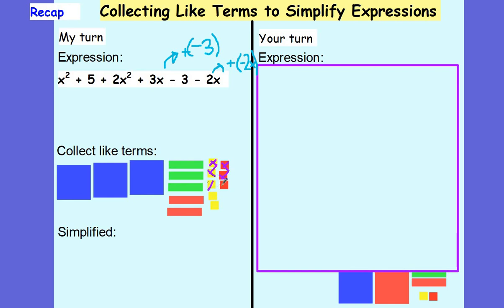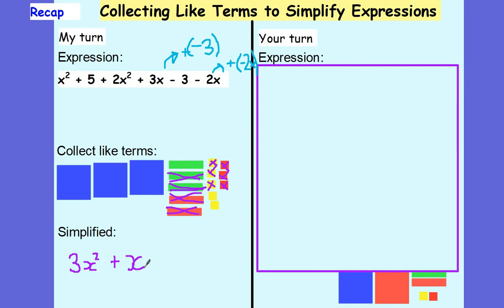There's another 0 pair. I can also make 0 pairs out of my rectangles. So I can cancel out that green rectangle with that red rectangle, that green rectangle with that red rectangle. And let's see what I've got left. I've got 1, 2, 3, lots of x squared. I've got 1x, because I've got 1 remaining green rectangle.